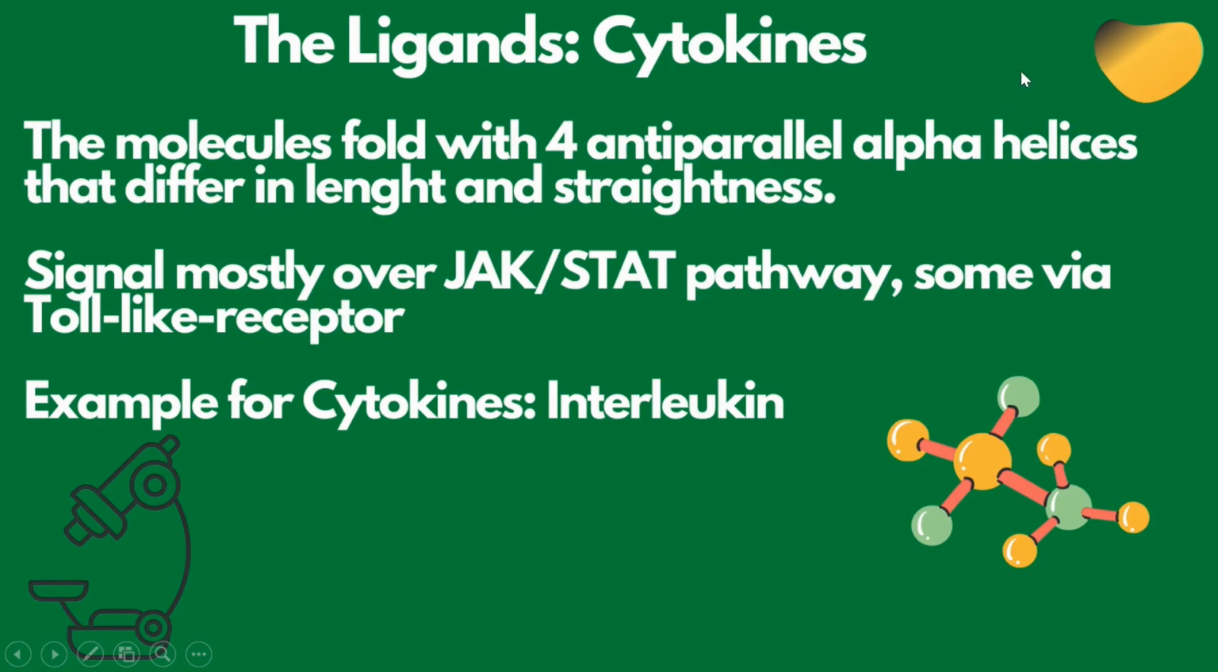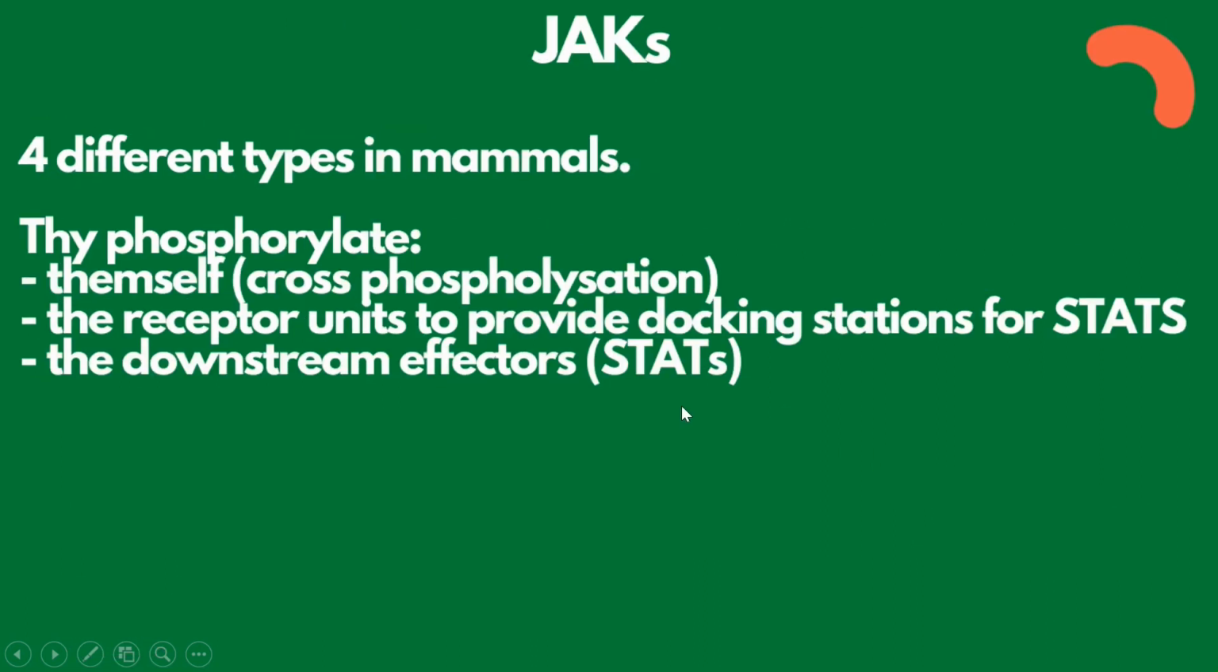Let's have a word about the ligands. Those are cytokines. The molecules fold with 4 antiparallel alpha helices that differ in length and straightness. The signal is mostly over the JAK and STAT pathway, and some cytokines react via toll-like receptors. And we have an example for cytokines, for example, the interleukin. The JAK kinases here, there are 4 different types in mammals, and they phosphorylate themselves crossway, the receptor unit, and the downstream effectors, for example, our STATs.